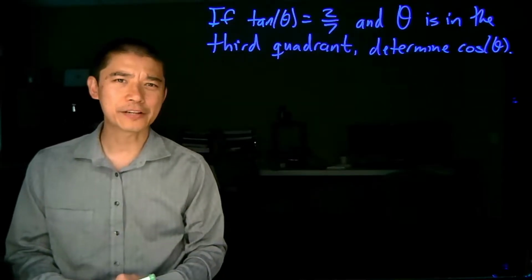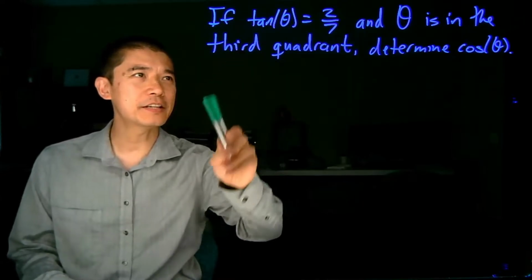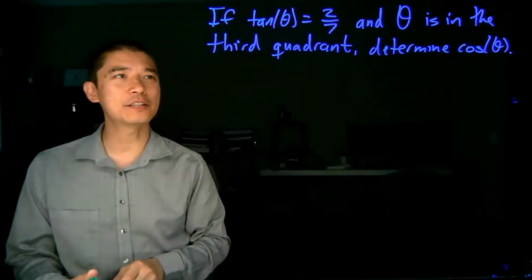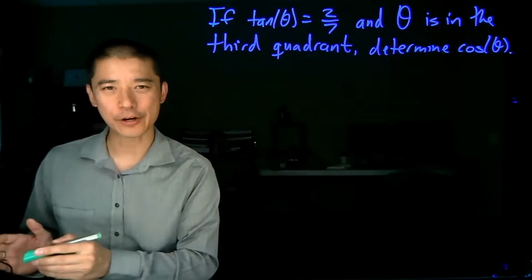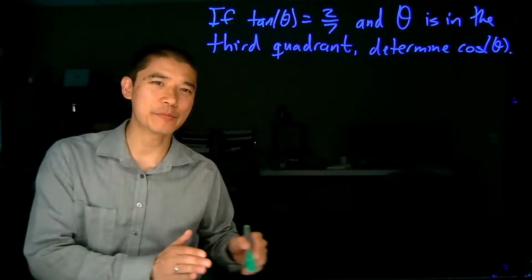So let's do an application of this. If tangent theta is 2/7 and theta is in the third quadrant, determine cosine of theta. Now we can do this with an algebraic approach, or we can do it with the geometric approach.